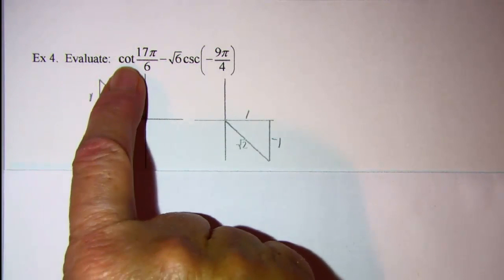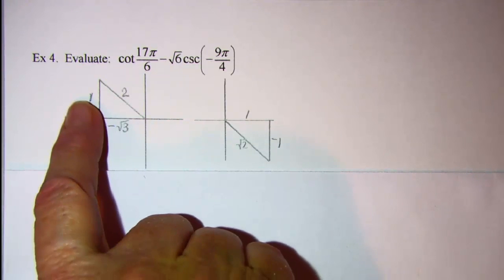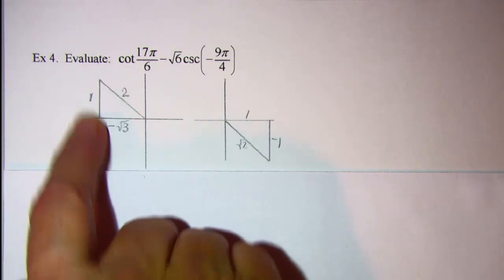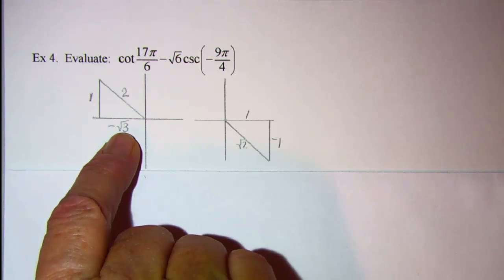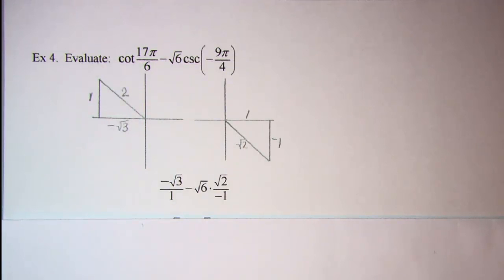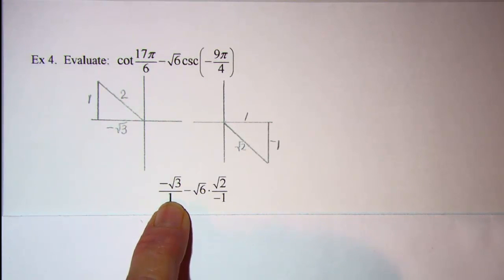Right. Cotangent is the reciprocal of tangent, so I need to think of the tangent of this reference angle. Tangent would be 1 over a negative root 3, so the reciprocal of that would be a negative root 3 over 1. Which I've written there.